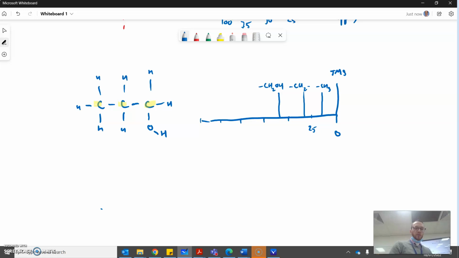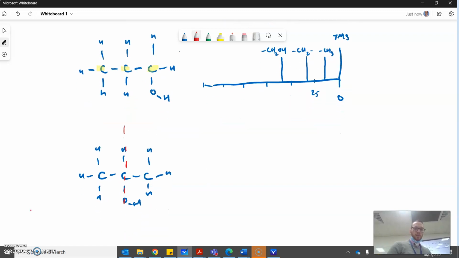If I look at propan-2-ol, however, I have symmetry. I have symmetry through that central atom. So I only have two unique environments.